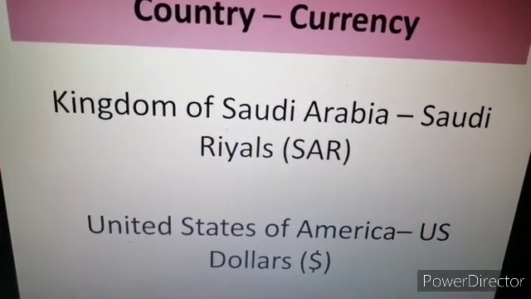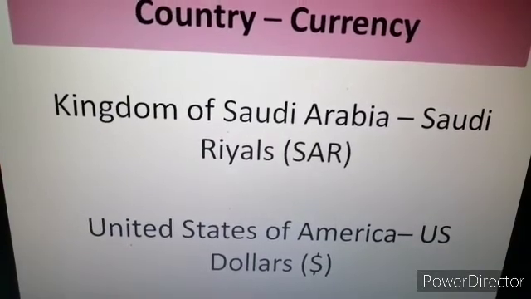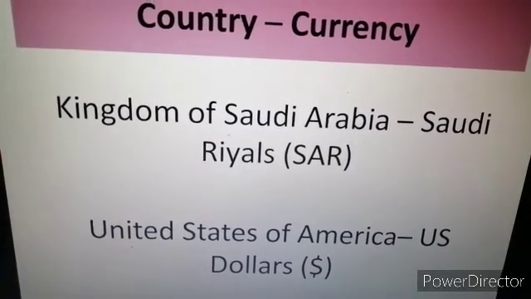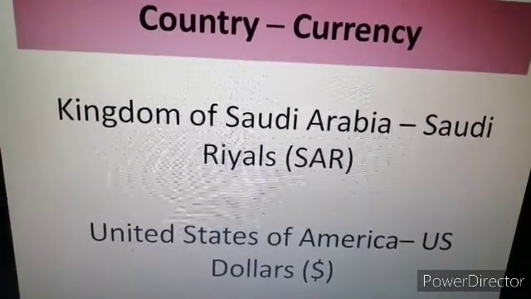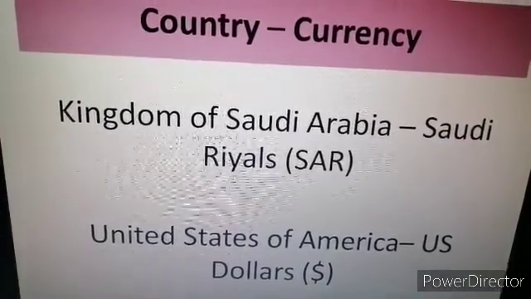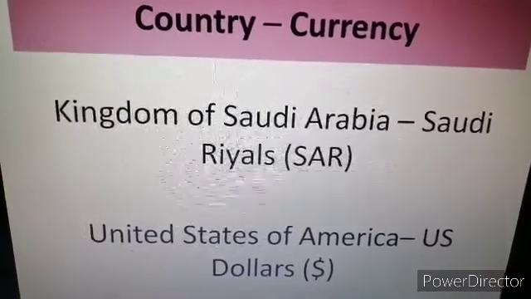Why? Because it can be used in any part of the world. It is a kind of common currency. Although it belongs to USA, we can use it in different parts of the world. So we are going to learn more about US dollars.